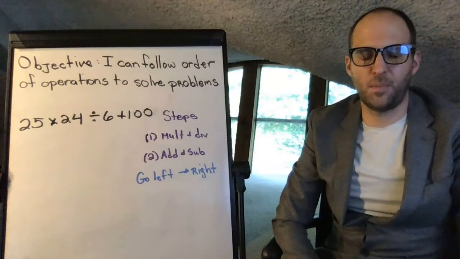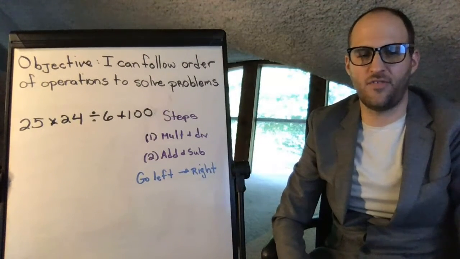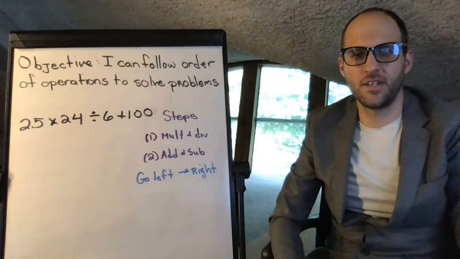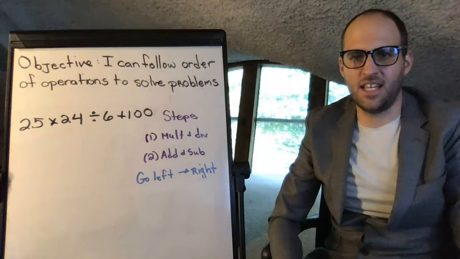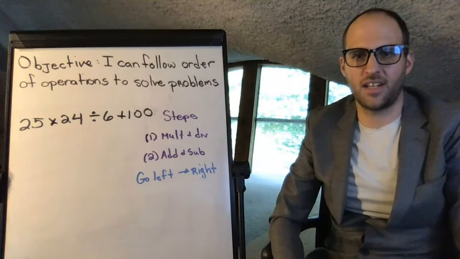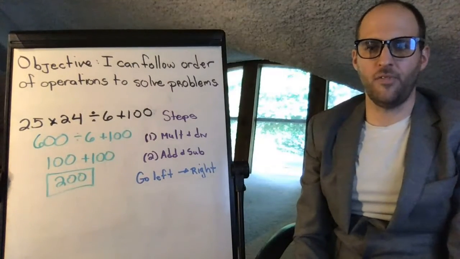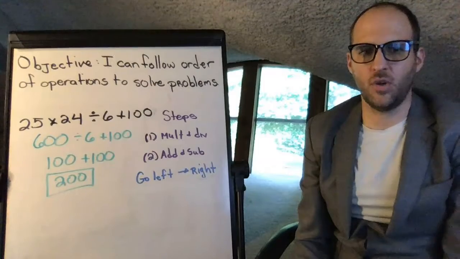We've stepped the multiplication up a notch here with 25 times 24 divided by 6 plus 100. Mathematicians, have at it and see if you will get the correct answer. Well, friends, hopefully you came up with the answer 200.